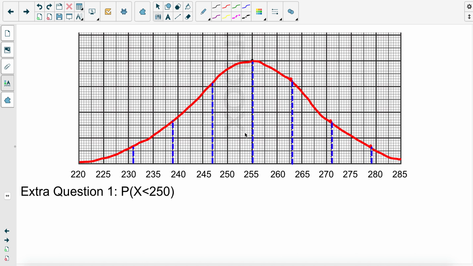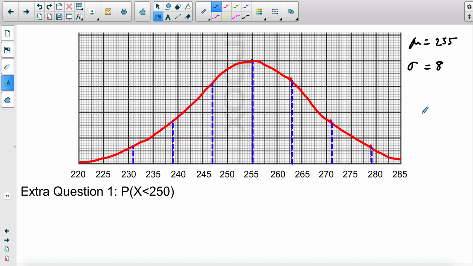This is part 2 of solving normal distribution questions. So if you haven't seen the question related to this, at least just watch a few seconds from part 1 of this video and then come to this question so that you can understand what we're doing here and how this graph came about. Just a quick recap: our mean is 255 and our standard deviation is 8 milliliters.